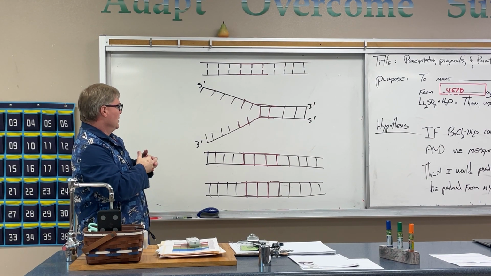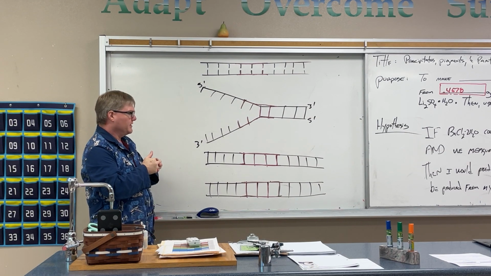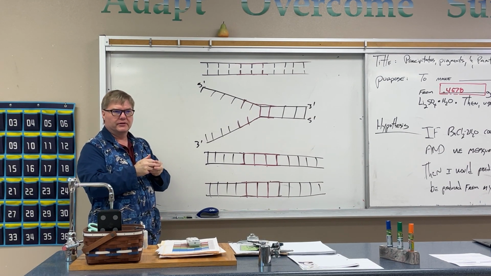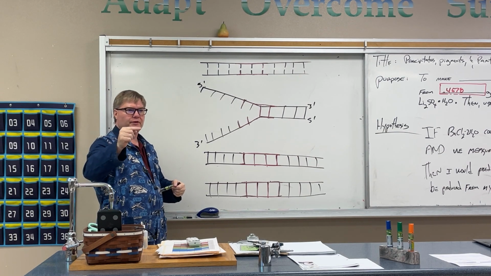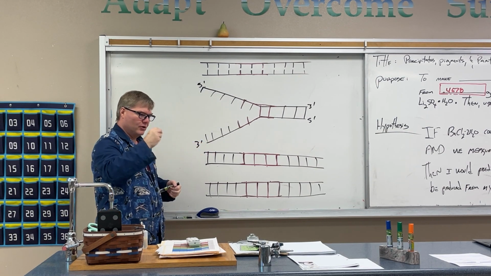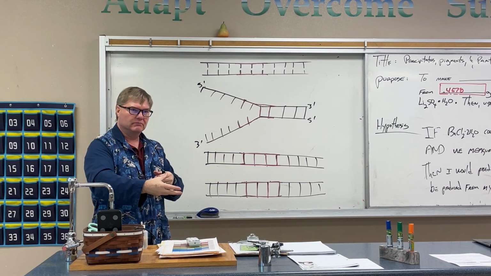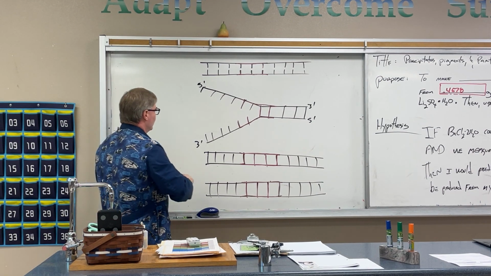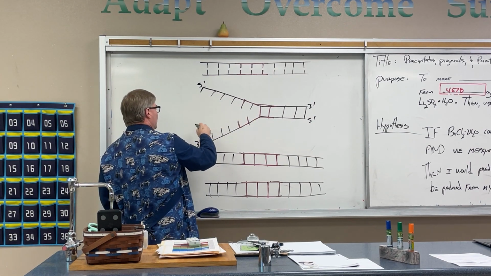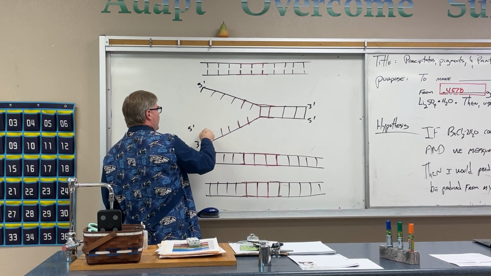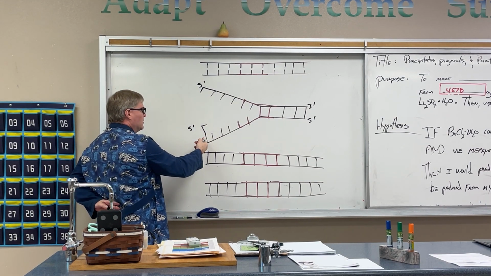So, okay, there's a rule here. The rule says that DNA can only be built from the 5' end to the 3' end. You can only build DNA by adding to the 3' end. All right, so if we look at the bottom, this will be the 5' end right here of the new top strand.